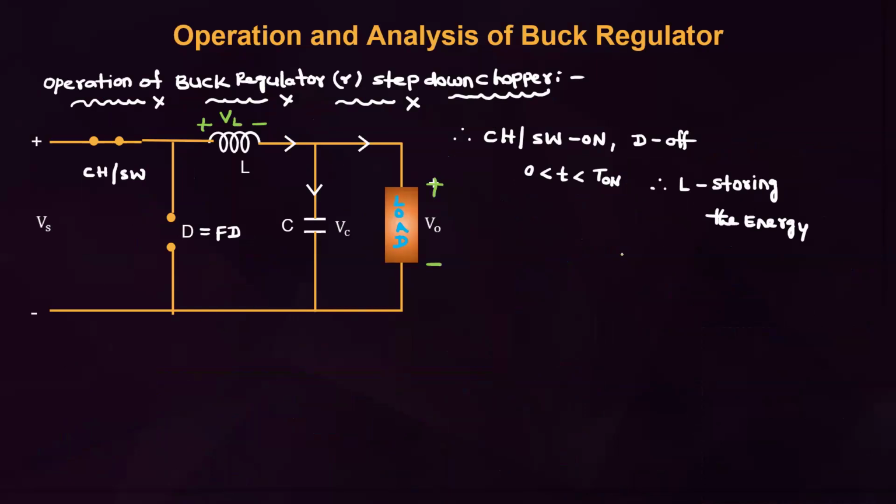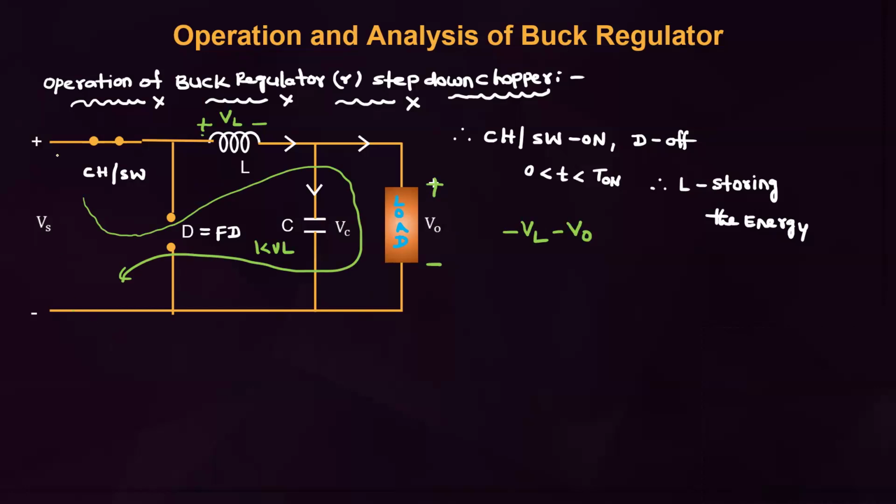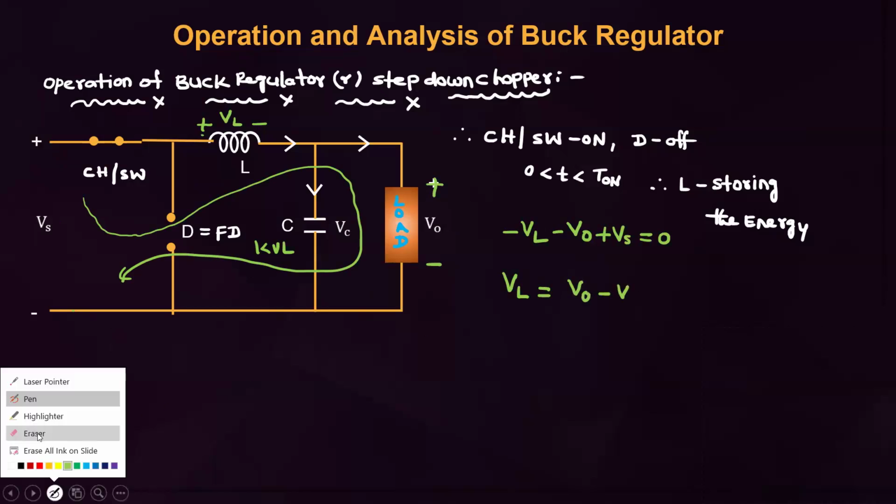Inductor storing the energy, this is during chopper on. Apply the KVL. Positive to negative: voltage falling, minus VL. Positive to negative: minus V naught. Negative to positive: plus Vs, equal to 0. Then from this, VL equal to Vs minus V naught.